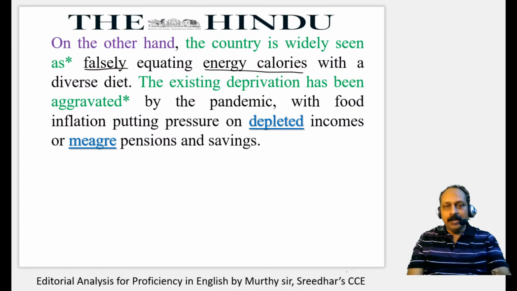The existing deprivation, I think we got this on Saturday. Deprive: removal of something, denial of something. Usually it goes with basic rights or the essential things.